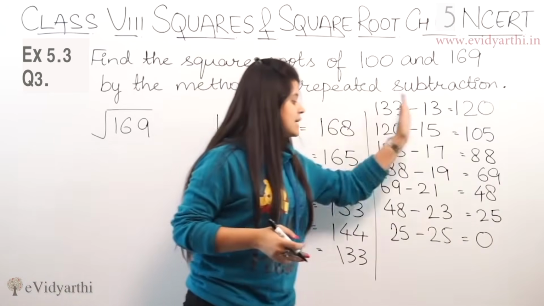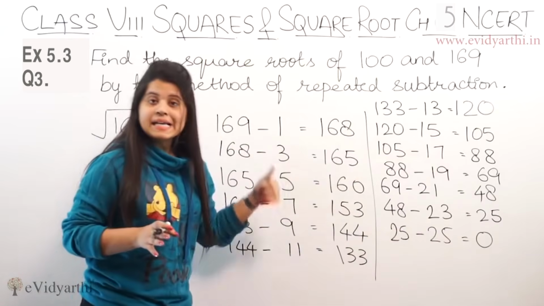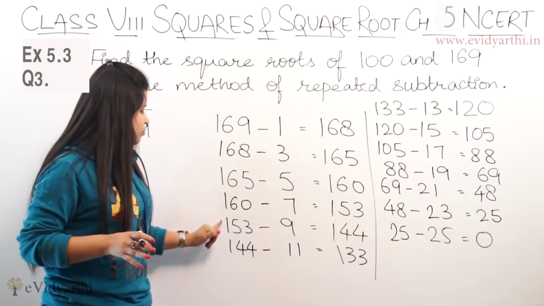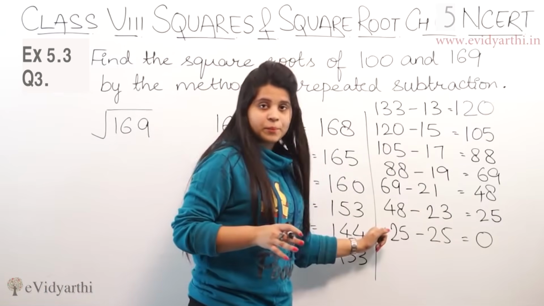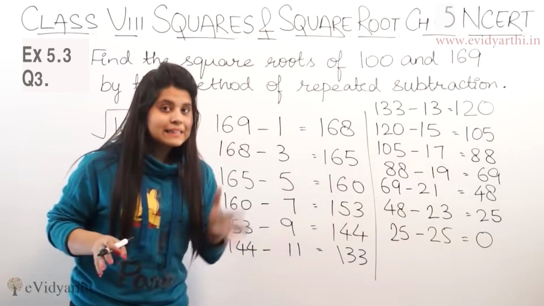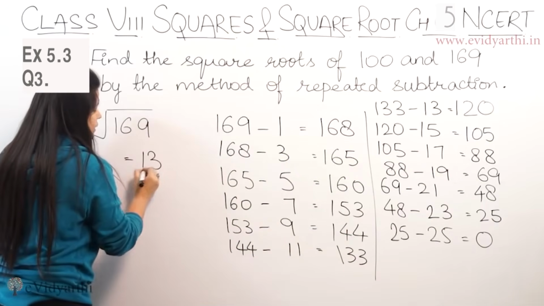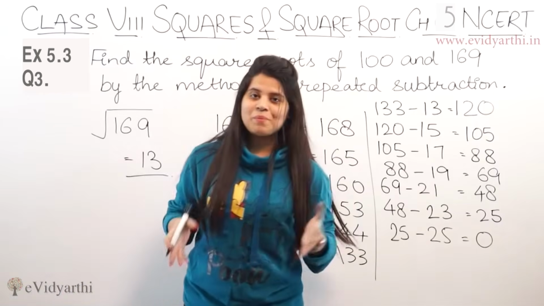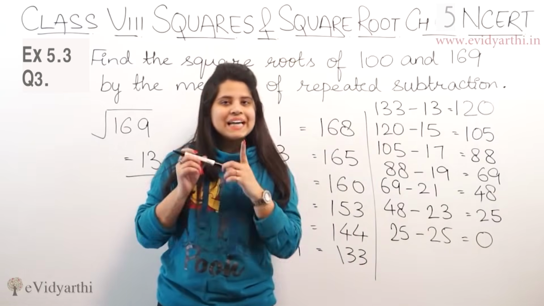So finally इतने सारे subtraction के बाद हम 0 पे आ गए. अब हमें देखना है कौन से step पे आप 0 पे आए हो. So 1, 2, 3, 4, 5, 6, 7, 8, 9, 10, 11, 12, 13. कौन से step पे आए हम? 13th step पे. So this means इसका square root होगा 13. ठीक है? So this was about repeated subtraction and this was question number 3 of exercise 6.3. Now let's come to the next question.